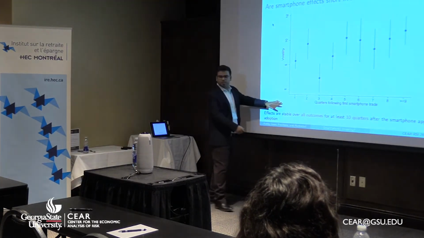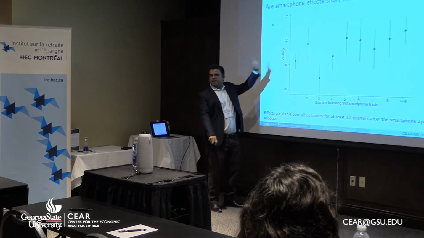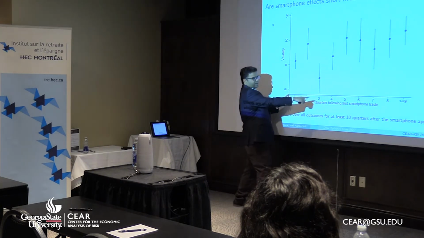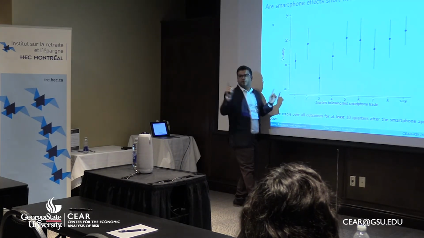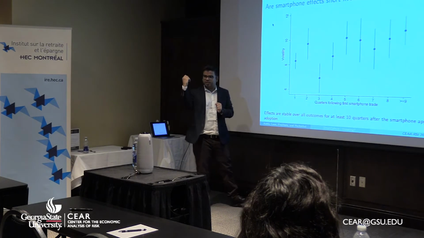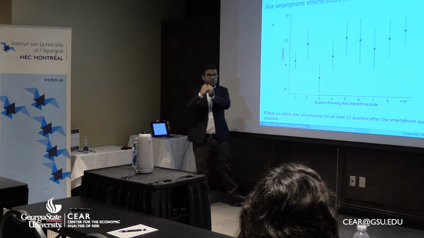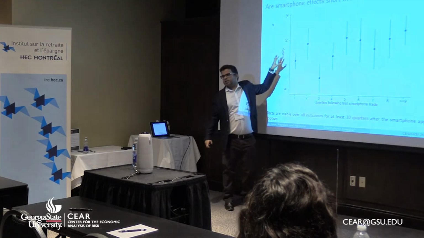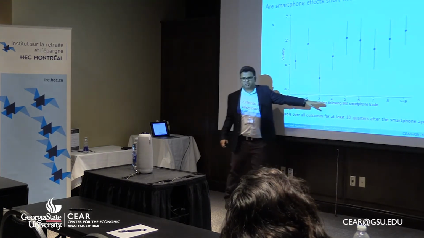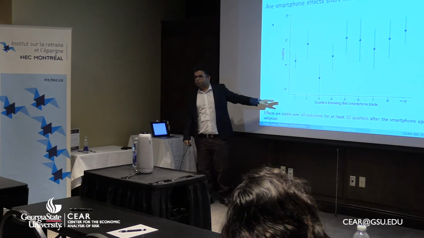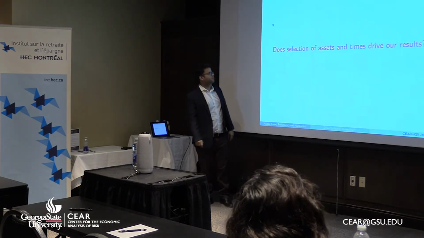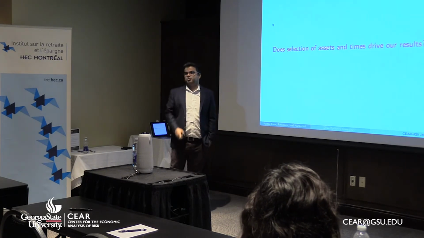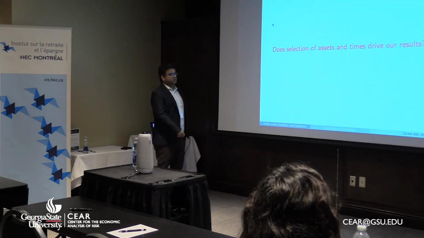So what I'm showing here is my main specification. I've simply split it into months from when they first made a smartphone trade. The identification still comes from within the same investor, within the same month, okay? And we find that the coefficients are essentially flat during the quarters following when they started using the smartphone. Okay, so is it about the selection of assets and times, which was a question earlier, and the answer is going to be yes.